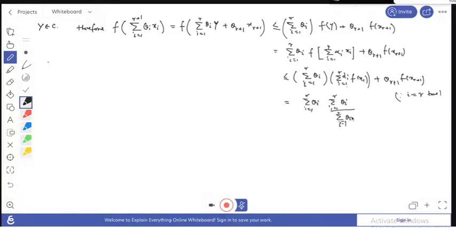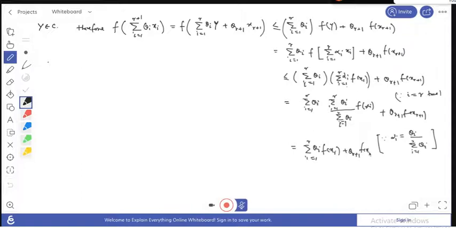This is the function form f of xi plus theta r plus 1 f of xr plus 1, because here alpha I is equal to theta I over summation of theta I, I varies from 1 to r. That's why you can write this form. Okay, so this equals to, this and this are cancelled out, so this is basically summation I equals to 1 to r theta I f of xi plus theta of r plus 1 f of r plus 1.